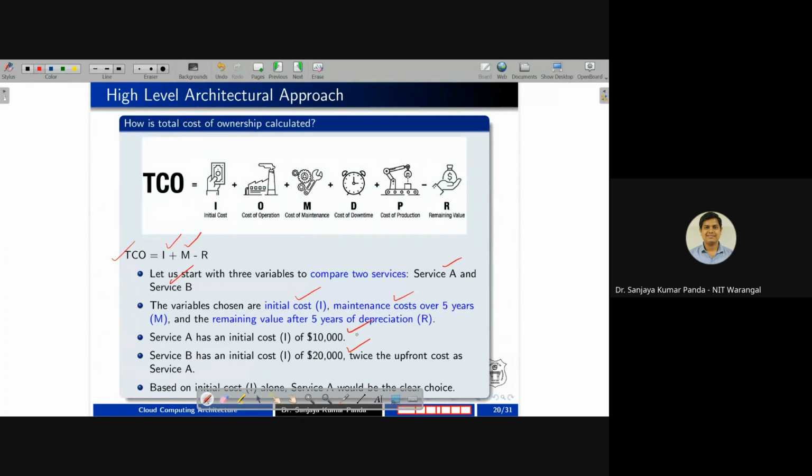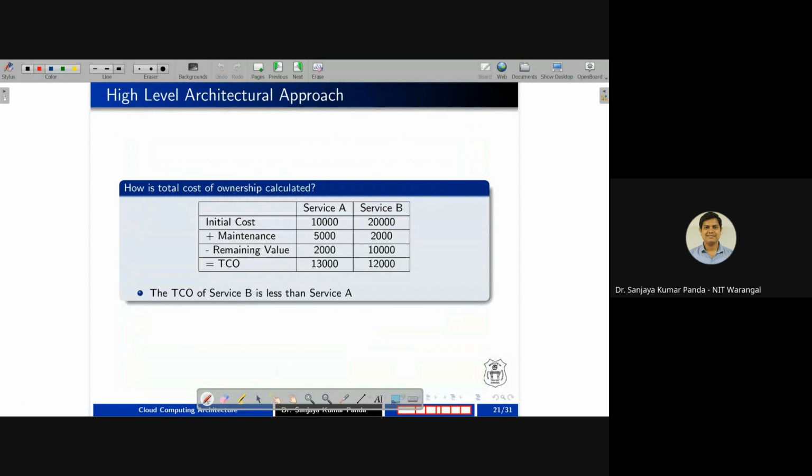By looking at the initial cost, somebody will say that service A is better, right? So let us see other parameters also. The maintenance cost of service A is $5,000 and service B is $2,000, and the remaining value is $2,000 for service A and $10,000 for service B.